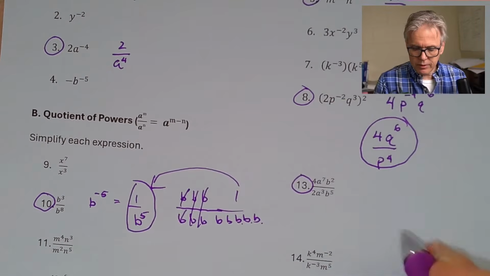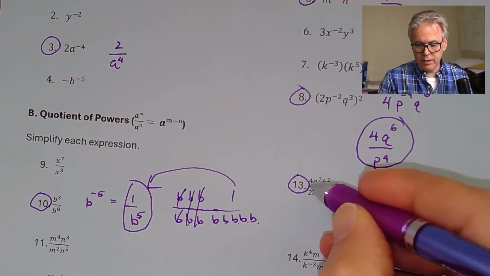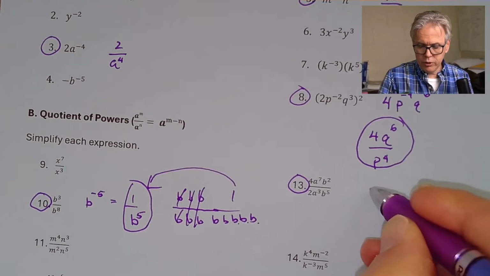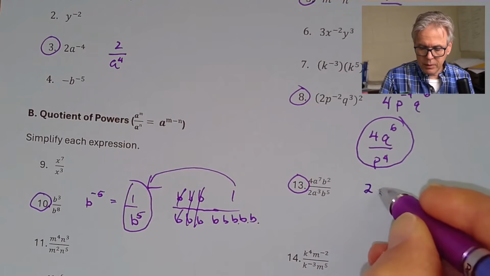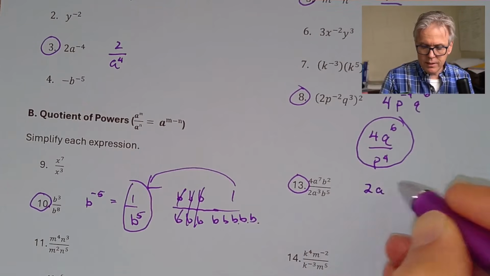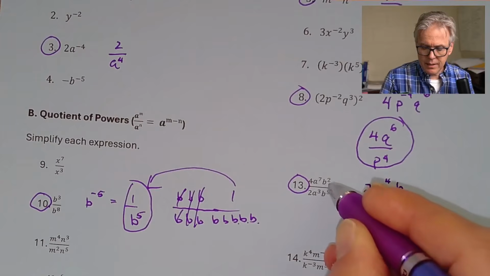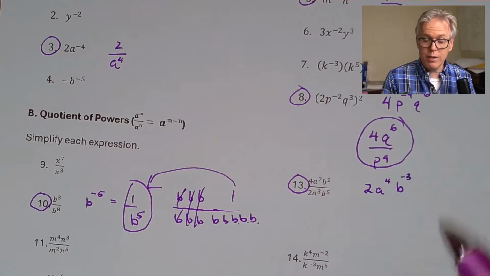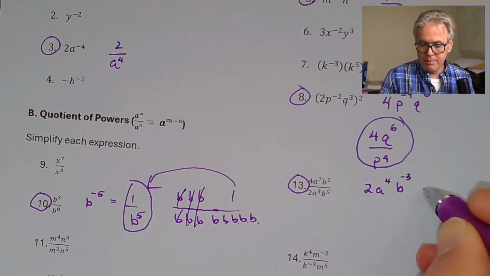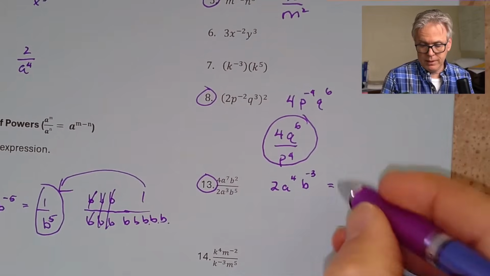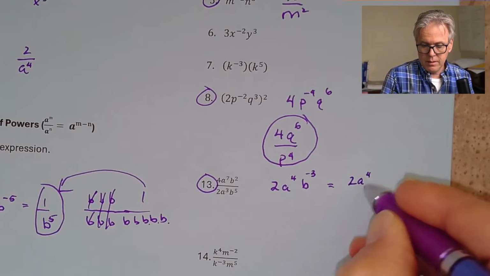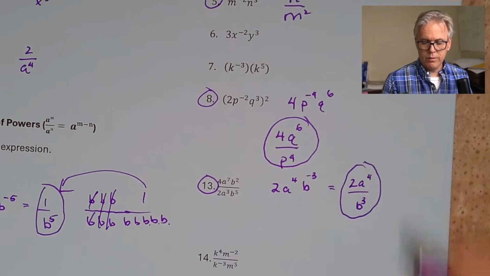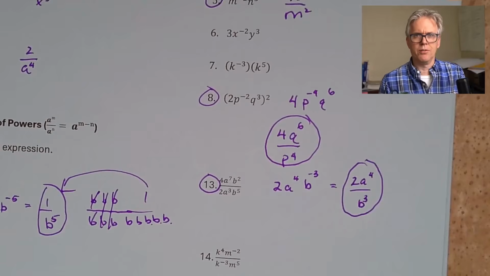How about 13? So 13, we have a coefficient here of 4 and a coefficient of 2. I personally go ahead and do those first. So 4 divided by 2 is 2. And then we can say a, 7 minus 3 is 4. B, 2 minus 5 is negative 3. Now, what you could have done is said, well, I know that the 3 is going to be in the bottom. I'm showing you 2 steps because this is sort of how the formula is set up. So we get 2a to the 4th over b cubed. And I have more than one part, so it's always good form to go ahead and circle your answer.